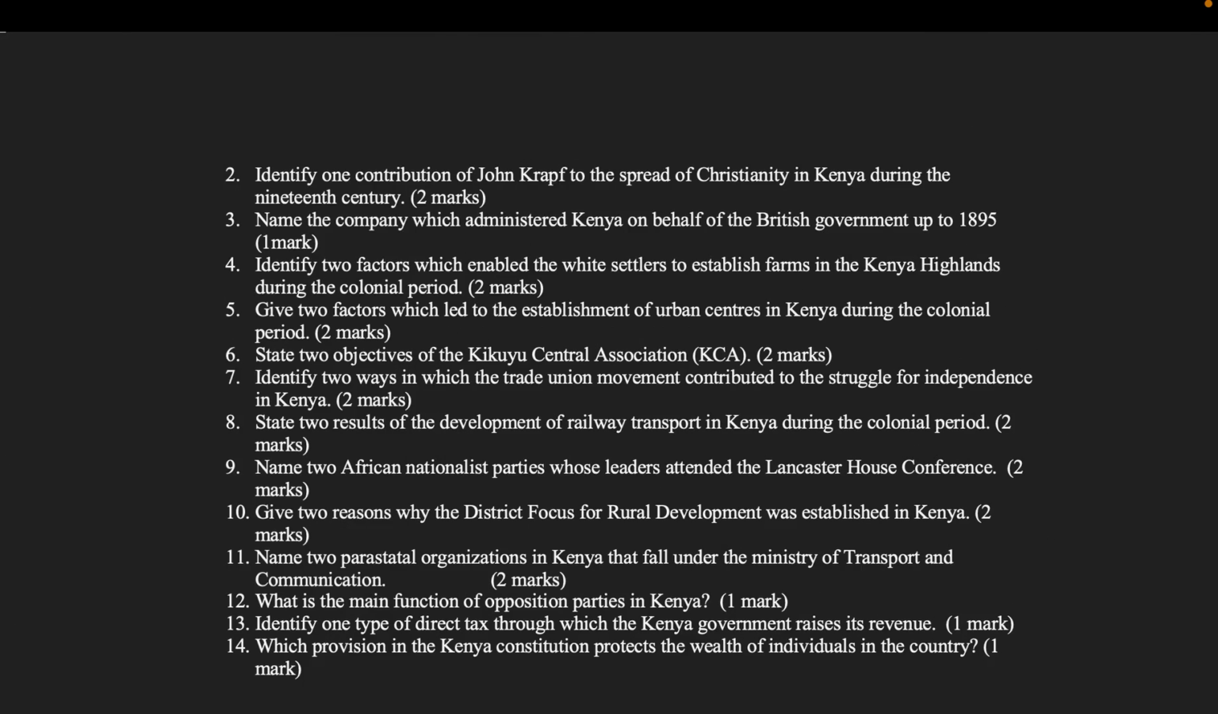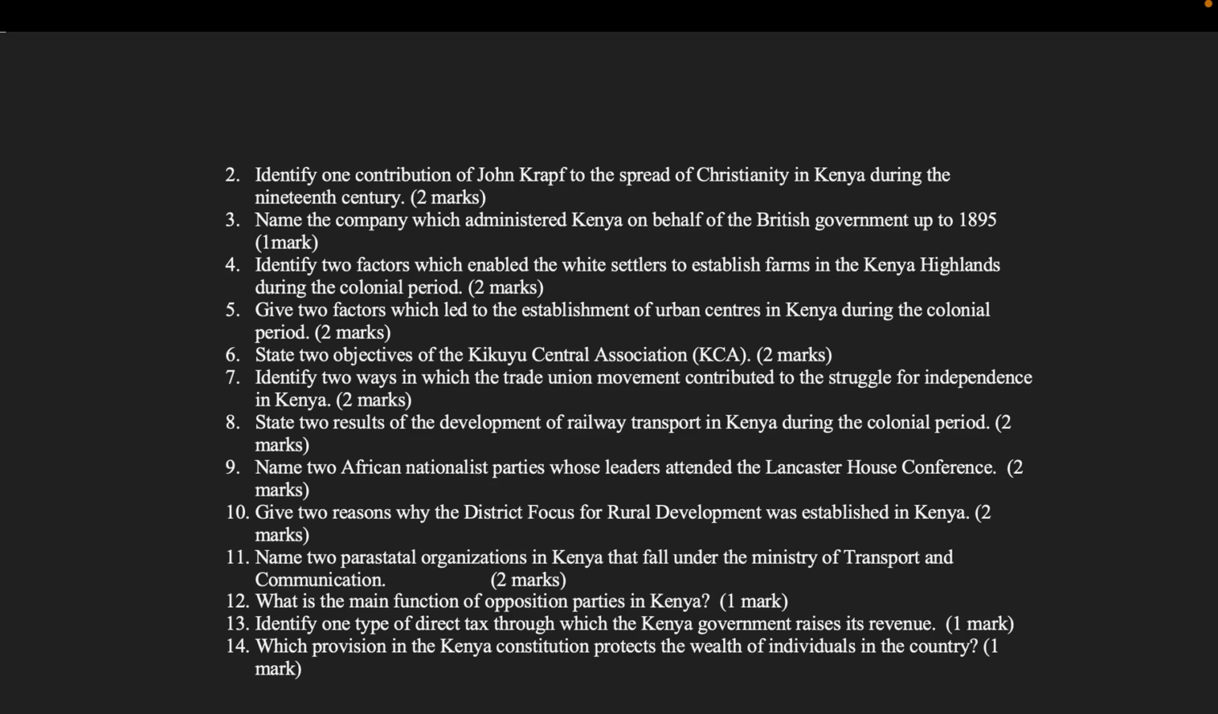2 marks. Name 2 African nationalist parties whose leaders attended the Lancaster House Conference. 2 marks. Give 2 reasons why the district focus for rural development was established in Kenya. 2 marks. Name 2 parastatal organizations in Kenya that fall under the Ministry of Transport and Communication. 2 marks. What is the main function of opposition parties in Kenya?